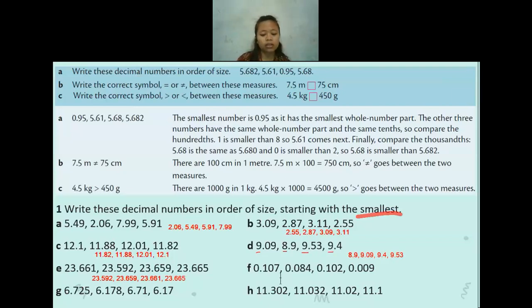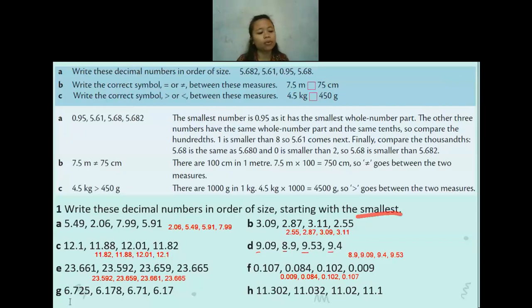0.009. Okay, then 0.009. 0.081. Okay, then 0.102. Then 0.107. Okay, thank you. Is there anyone who gets confused? No? Okay. Now anyone wants to answer question 1G?